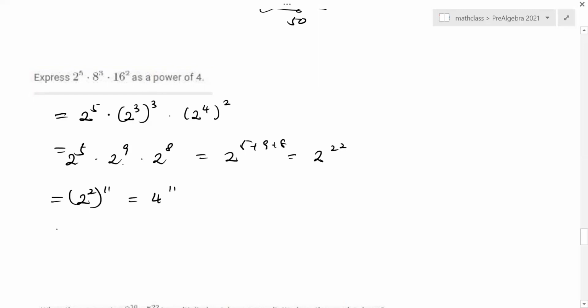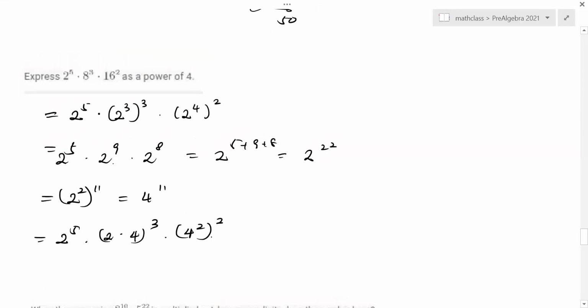Another way to do it, at the very beginning, is a little bit more difficult: trying to express every term as a power of 4. So 8 is 2 times 4 cubed, and 16 is 4 squared. Then you will have 2 to the 5th, 2 times 4 cubed, 4, and 2 times 4 is 4. Now, how do you deal with this 2 here at the very beginning?